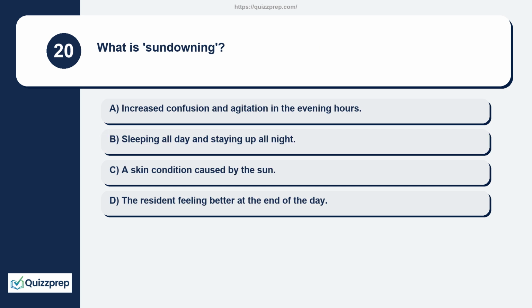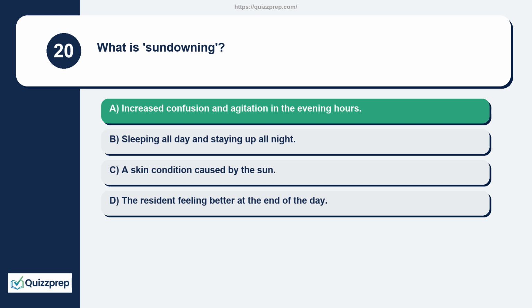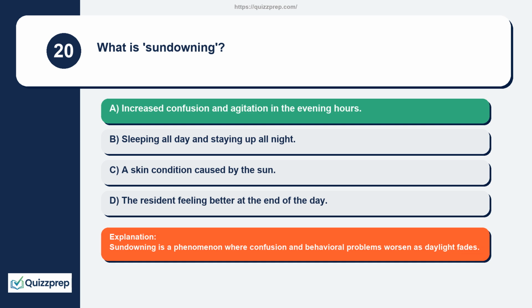Question 20. What is sundowning? Increased confusion and agitation in the evening hours, sleeping all day and staying up all night, a skin condition caused by the sun, the resident feeling better at the end of the day. Sundowning is a phenomenon where confusion and behavioral problems worsen as daylight fades.